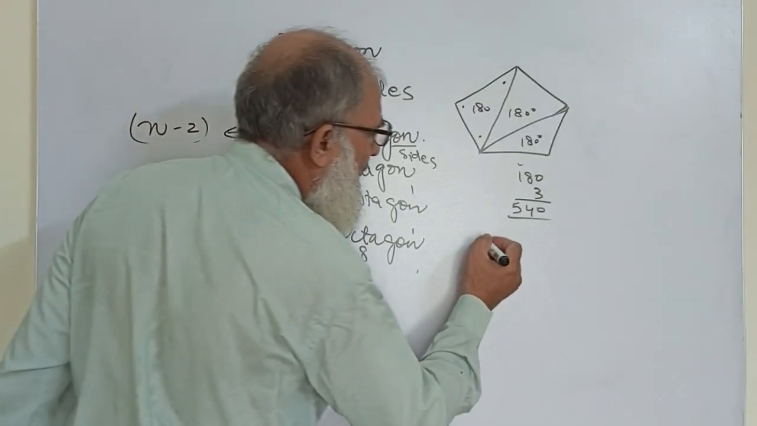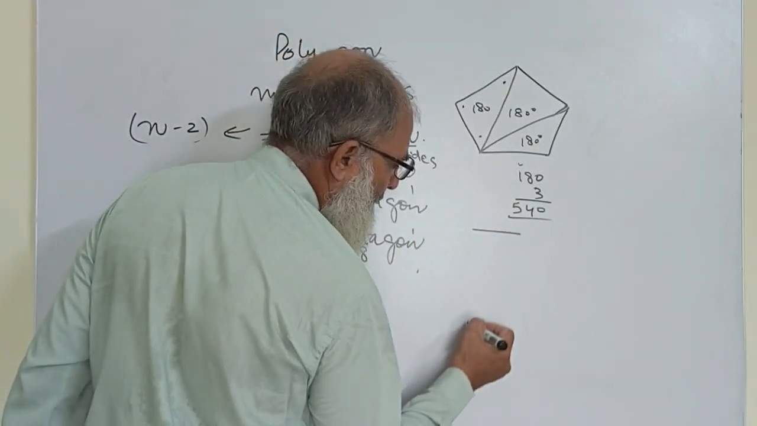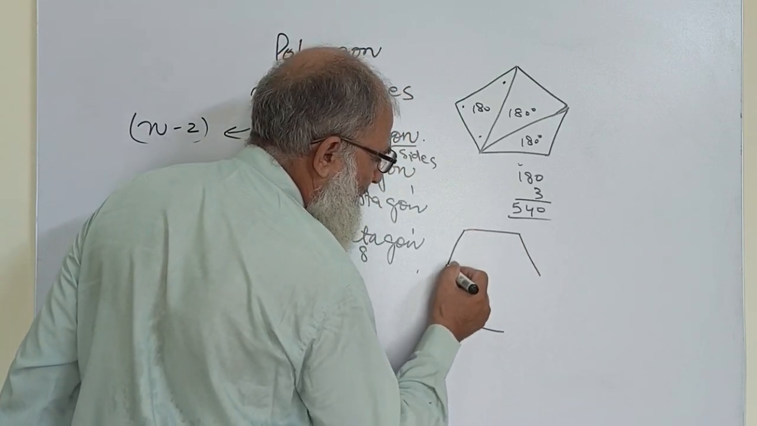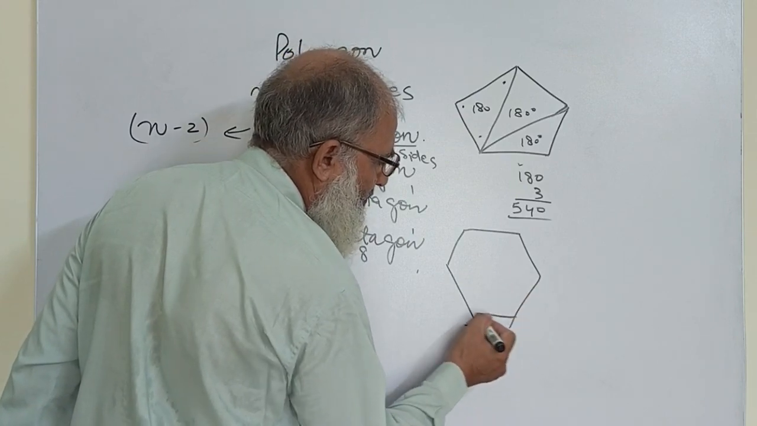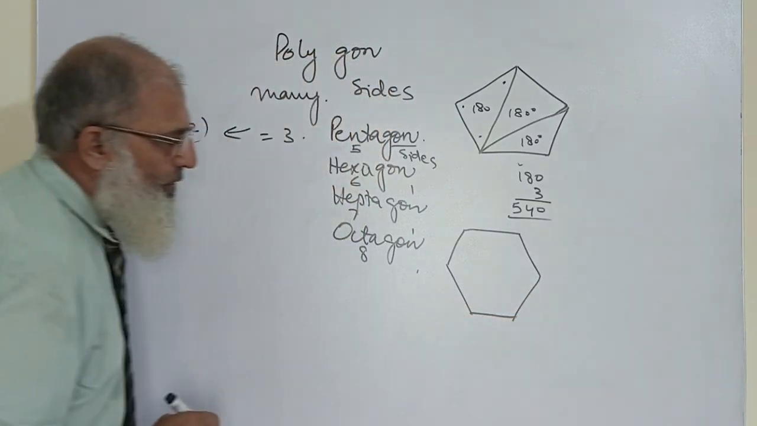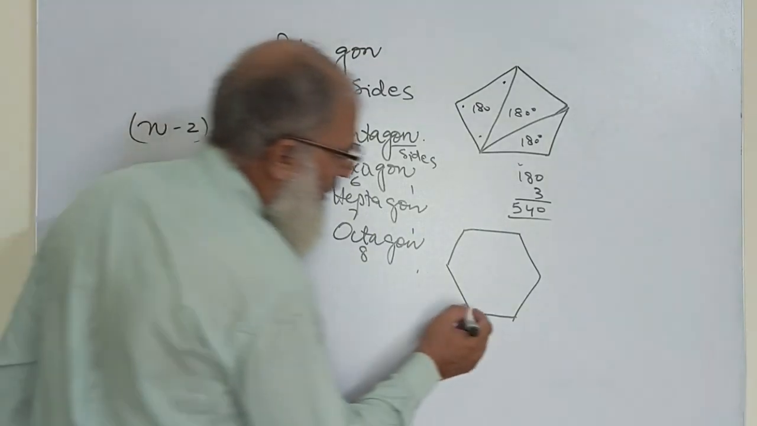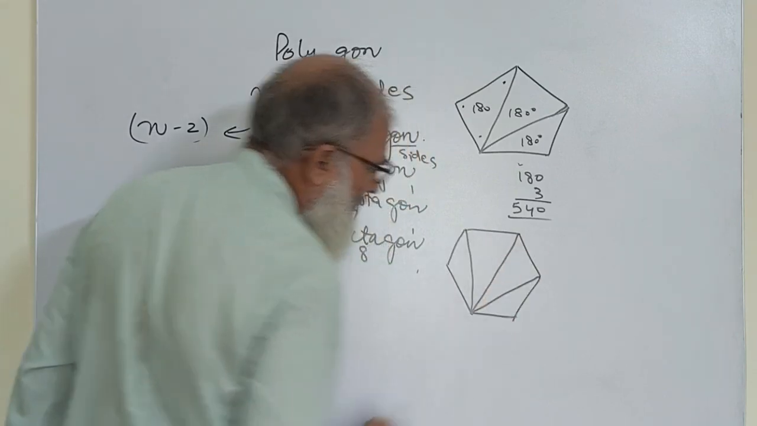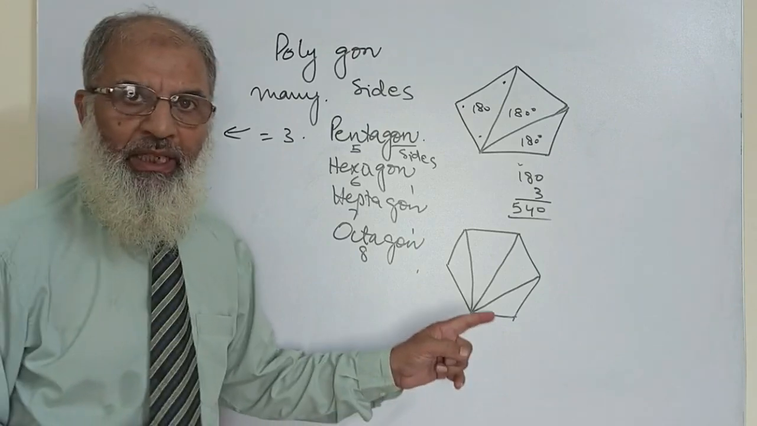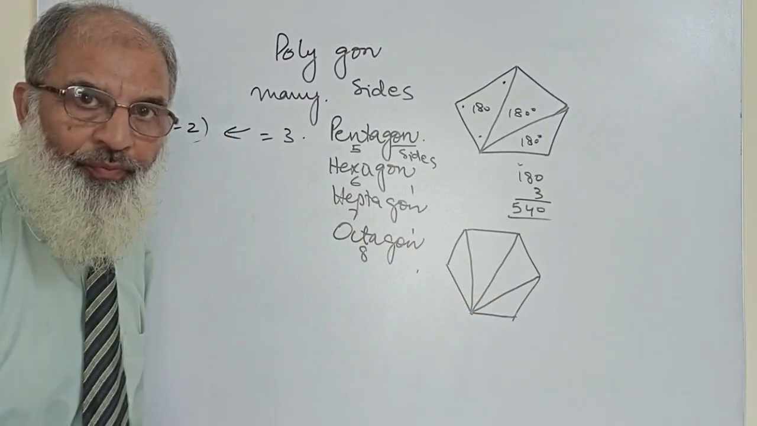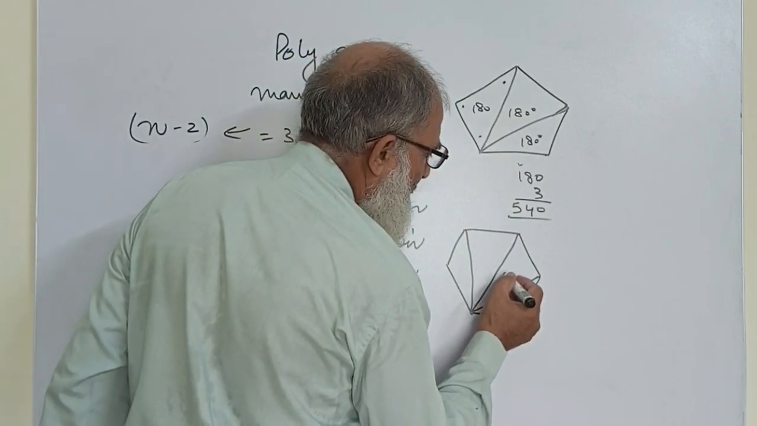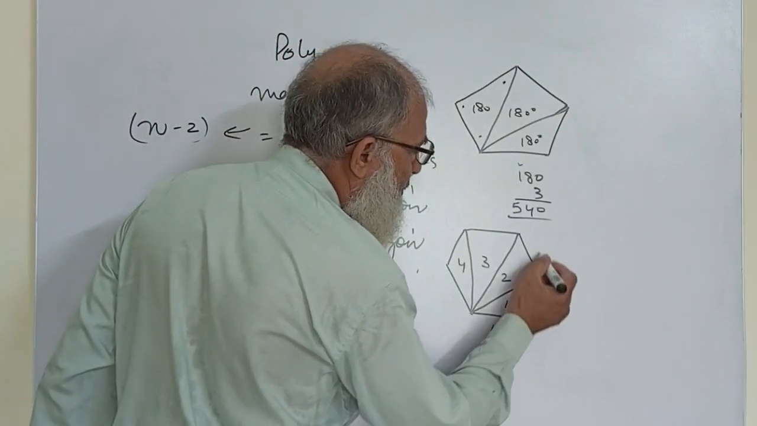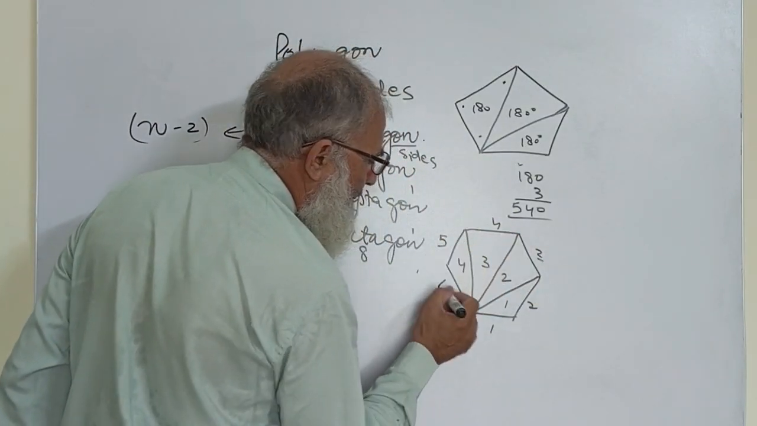And if I draw a hexagon, you know what a hexagon is? A shape with six sides. Now this is a hexagon. If I draw, now you see how many triangles are formed? One, two, three, four. Four triangles. How many sides are there? One, two, three, four, five, six.